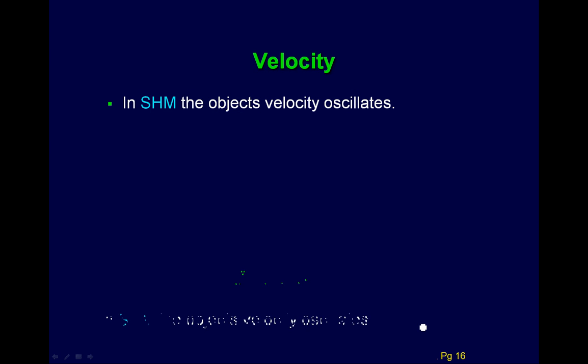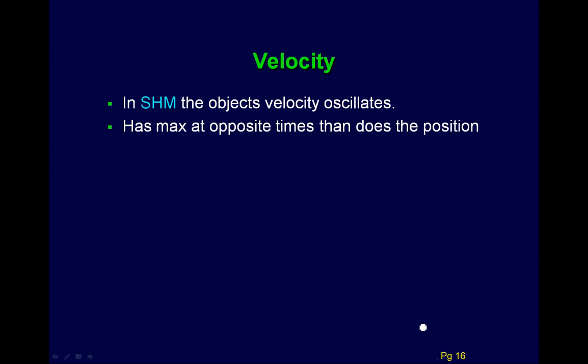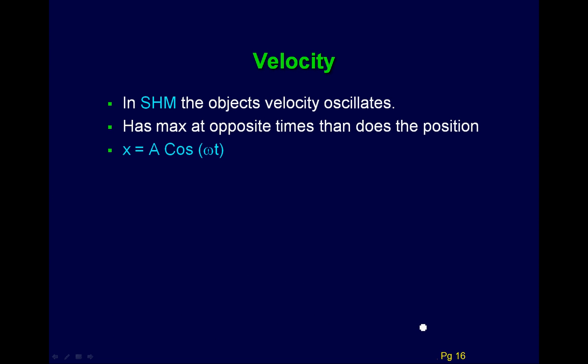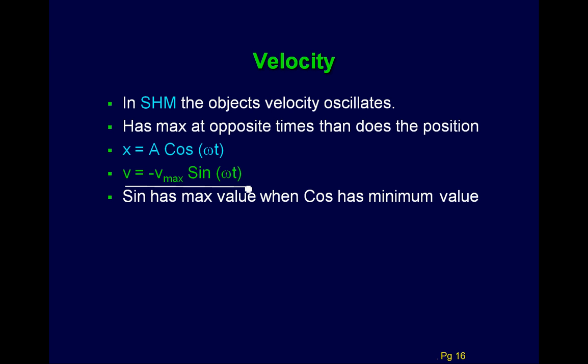Now velocity. In simple harmonic motion, the object's velocity will oscillate as well, and it has its maximum at the opposite times than the position does. So if this is our position function, the function that will have the opposite behavior would be the sine. The sine function will be hitting 0 when the cosine function is at a maximum, and vice versa. So sine has a max value and cosine has a minimum value in general.